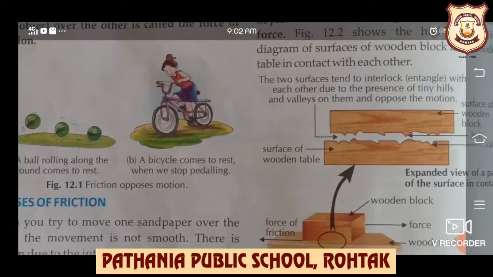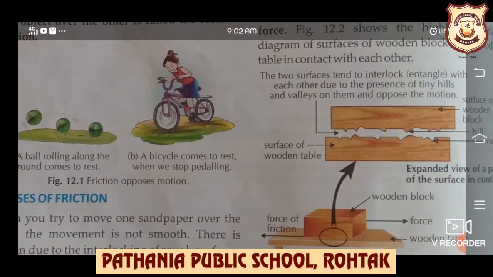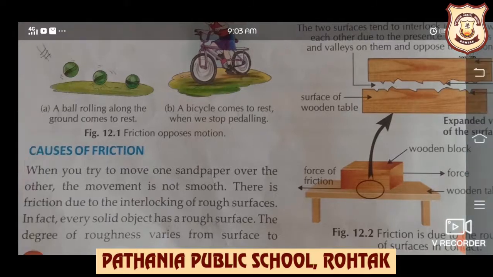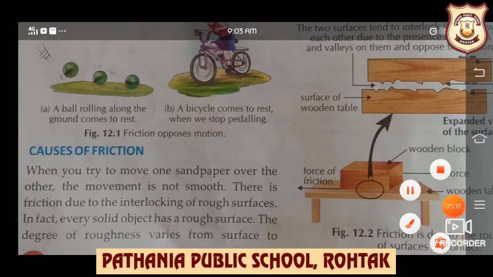These are the two surfaces. When we try to slide one surface over the other surface, the two surfaces tend to interlock, get stuck in each other, due to the presence of tiny hills and valleys on them, and this opposes the motion. So this is the reason, this is the cause: the presence of roughness on the objects or surfaces is the major cause of friction. So this is about friction.